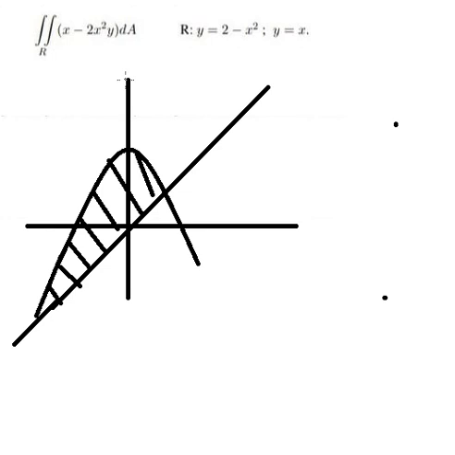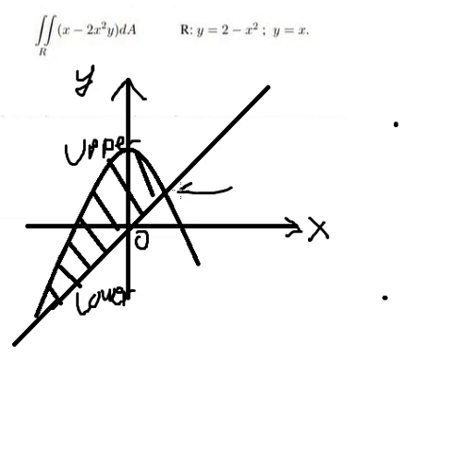This one is about y, x, and 0 here. So we see that this one is the upper and this one is the lower. We need to find the intersection here. To find the value of x, we have 2 minus x squared equals x, because we have y equals y here. So I will put this one to the left.